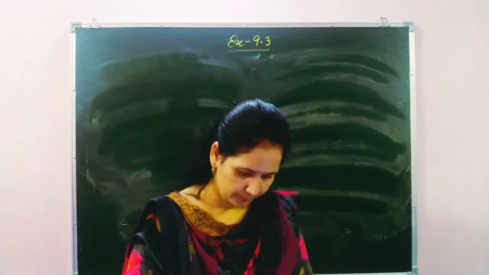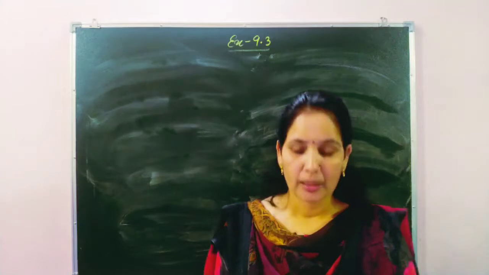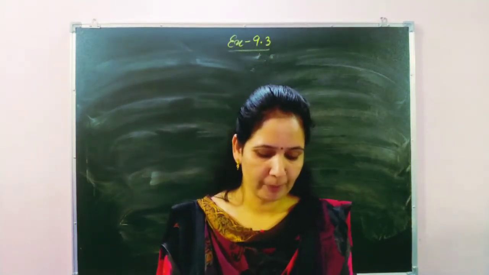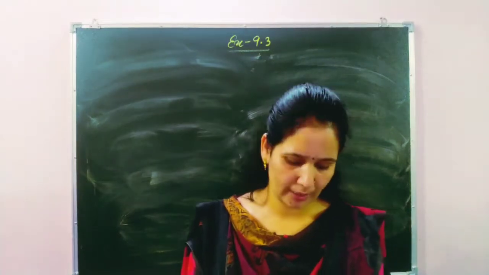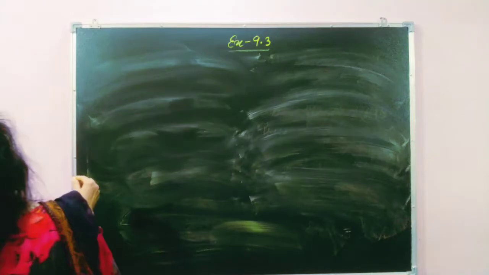Question number 15. They have given the mark price of a toy is rupees 80 and the shopkeeper sells 3 pieces of this one. What is the rate of discount offered? So let's see question number 15.